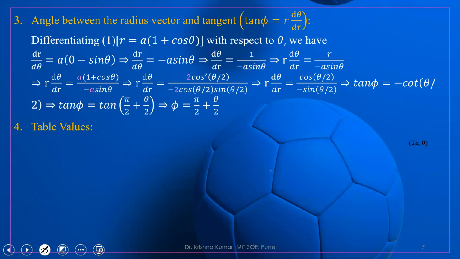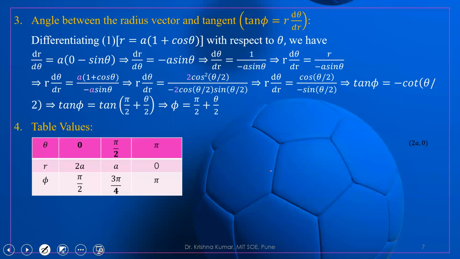Table values: again, the curve is symmetric about only the initial line, so we have to find the value of theta from 0 to pi. Suppose this is the curve. If theta equal to 0, what is the value of r? cos 0 is 1, so 1 plus 1 is 2, so 2a. And if theta is 0, phi is pi by 2. Similarly, if you put pi by 2, cos pi by 2 is 0, so we get r equal to a, and phi is 3 pi by 2. If you put theta equal to pi, the value of r is 0, and phi is again pi.